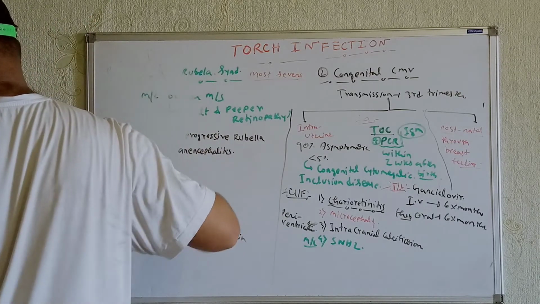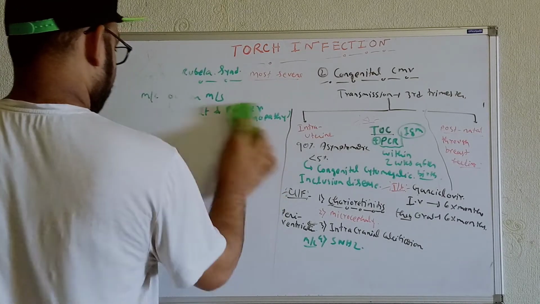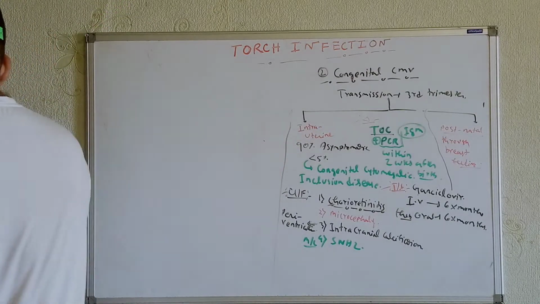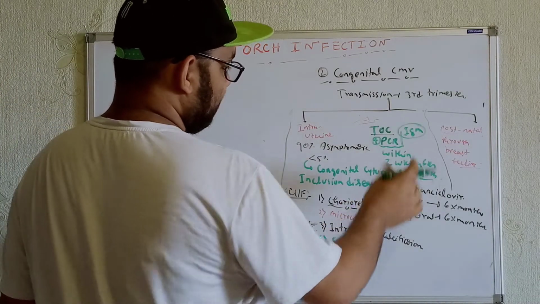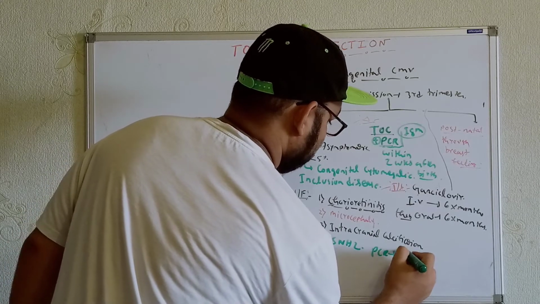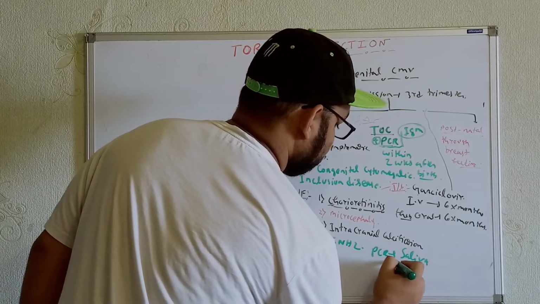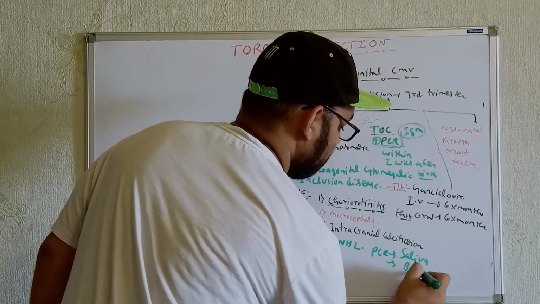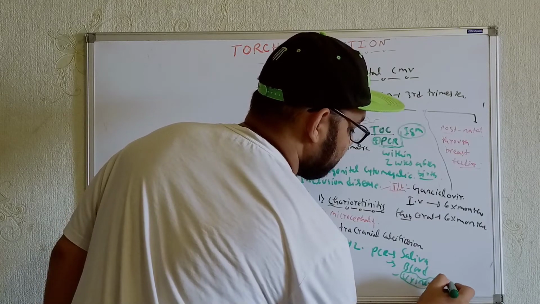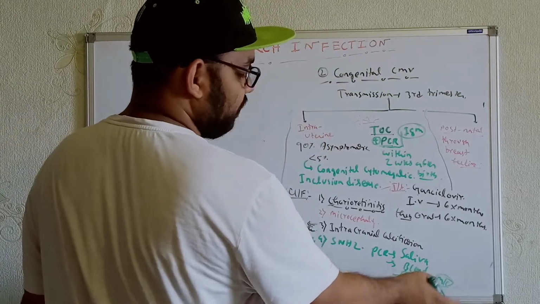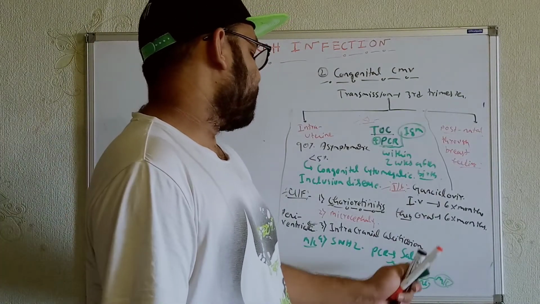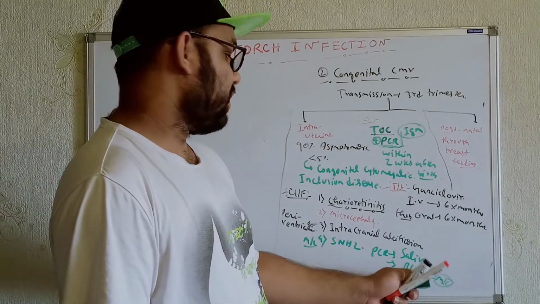So let's erase this part over here. One thing you can mention over here: whenever you are doing the PCR test, we can take different kinds of samples. We can take the sample from saliva, from blood, or from urine. Urine is preferred, followed by blood. So urine will be the best sample, then we can take the blood.